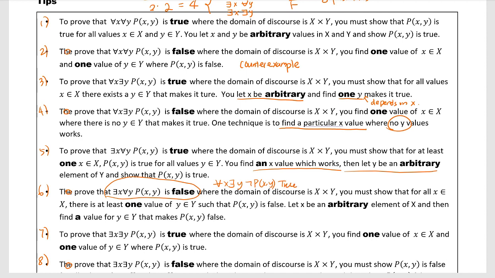Okay? So that's why you want to show for all x, there is this y value such that P of x,y is false. So we let x be arbitrary and then we want to find a y value to make P of x,y false. And usually this y value also depends on x. Usually, okay, it might happen that you can find one y that works for all, but in this case, it's good.